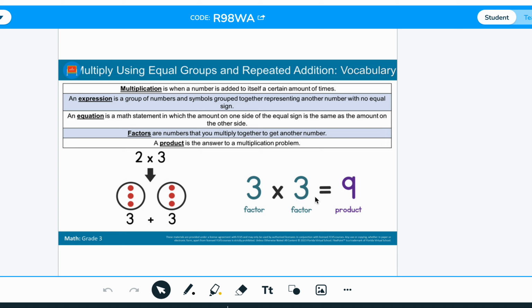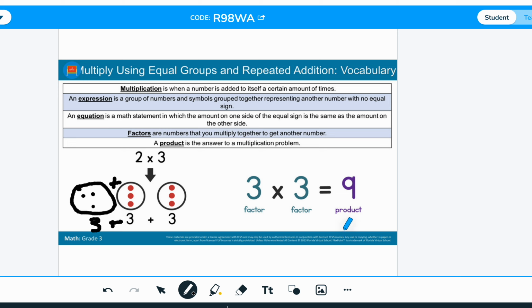So 3 times 3 is 9, which would make sense because if I have 2 groups of 3 to get 6, 3 groups of 3 means I would just put another group of 3 right here. 1, 2, 3. And I know now I have 9.